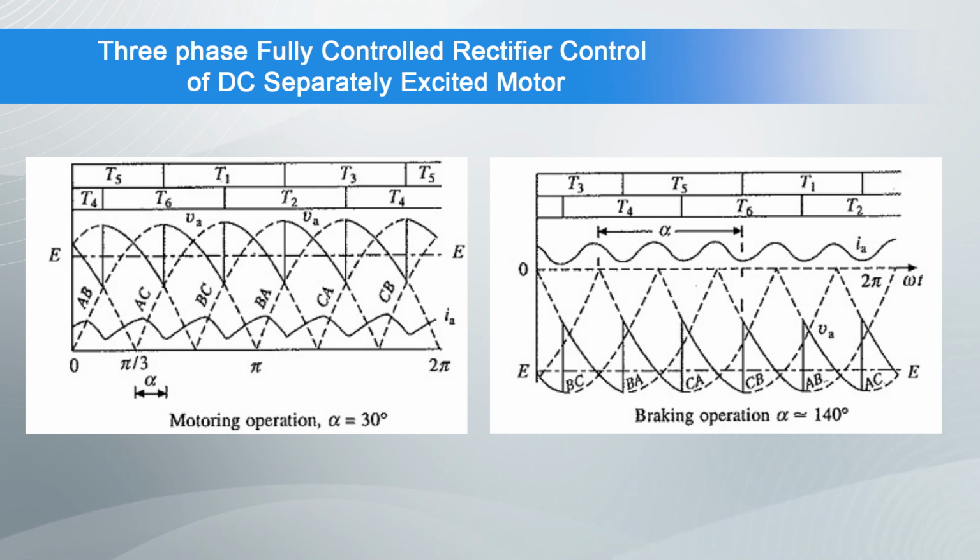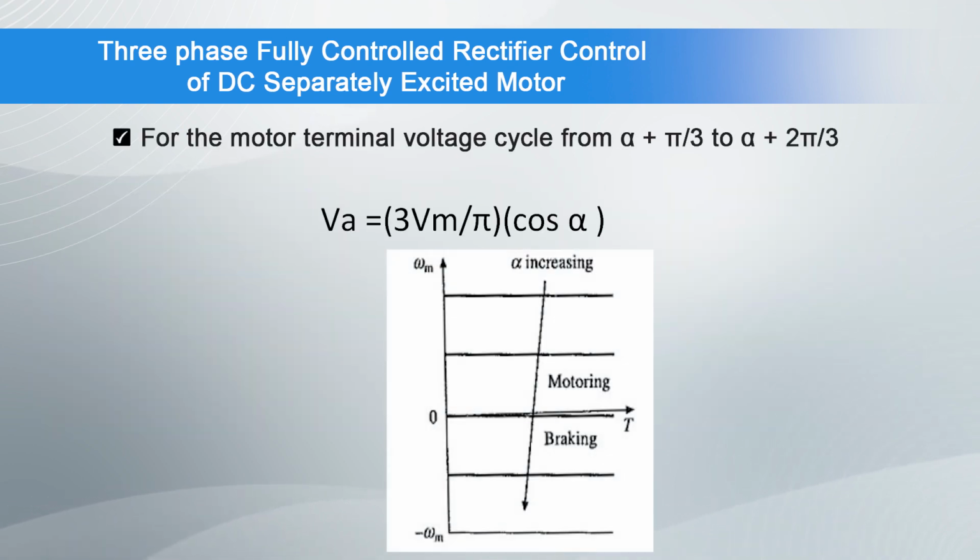The motor terminal voltage and current waveforms for continuous conduction are shown in the figure for motoring and braking operations respectively. Devices under conduction are also shown in the figure. The discontinuous conduction is neglected here because it occurs in a narrow region of operation. For the motor terminal voltage cycle from alpha plus pi by 3 to alpha plus 2 pi by 3, VA is equal to 3 Vm upon pi into cos alpha.